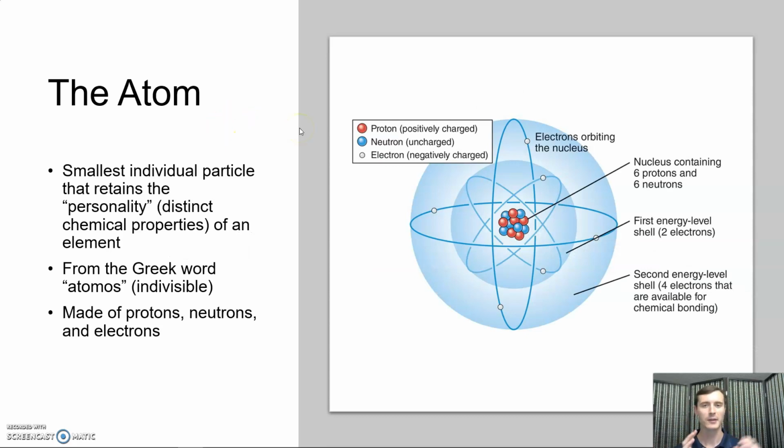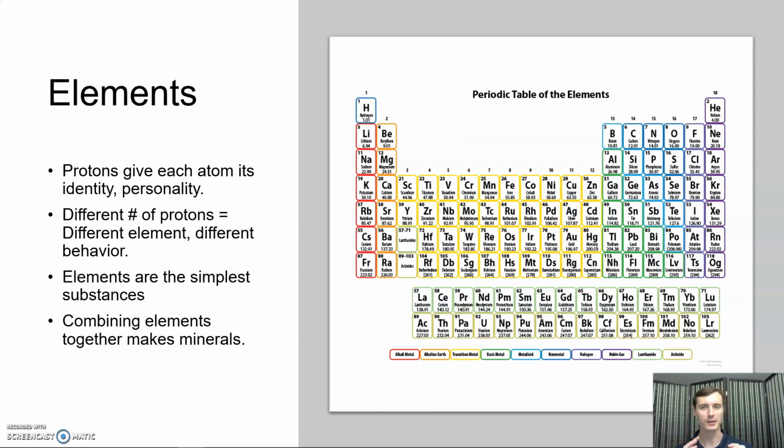An atom is the smallest piece of something that still maintains the same properties or behaviors as the whole thing, the smallest individual particle. It's made of three things: protons, neutrons, and electrons. Out of those three, though, it's really the number of protons that gives the atom its personality and tells us how the atom is going to behave. The number of protons tells us which element it is on the table here. If you change the number of protons, then now you actually have a new element. So the point here is by combining elements together, we can make these things called minerals.